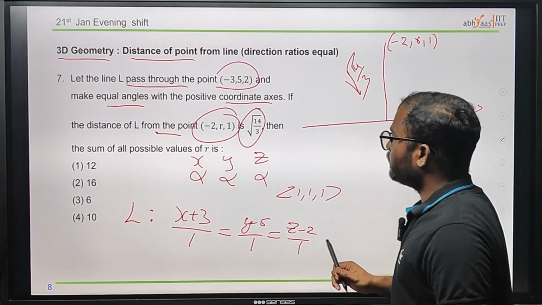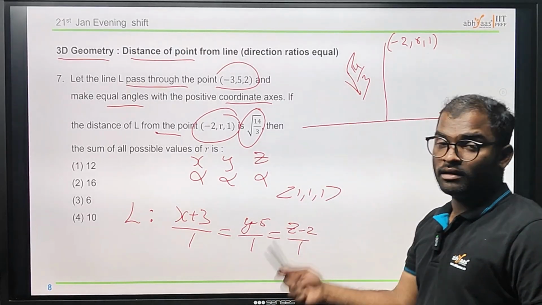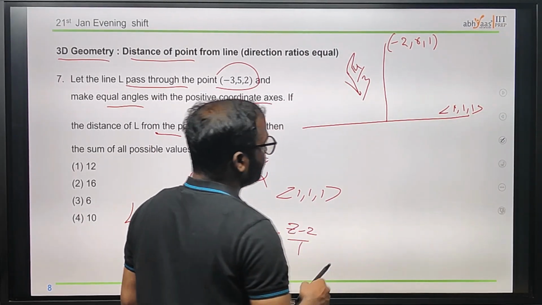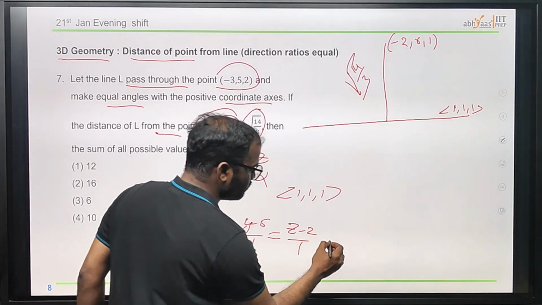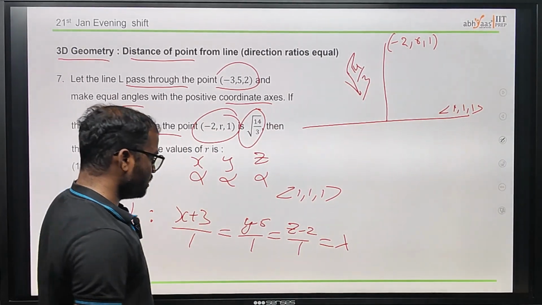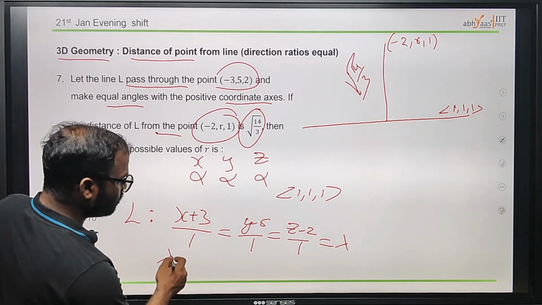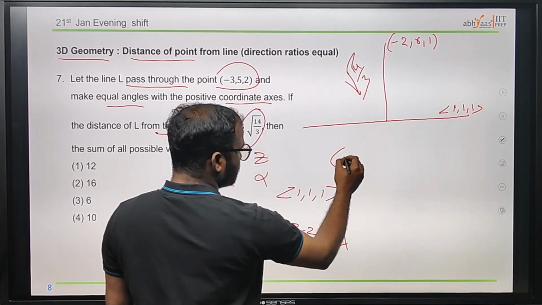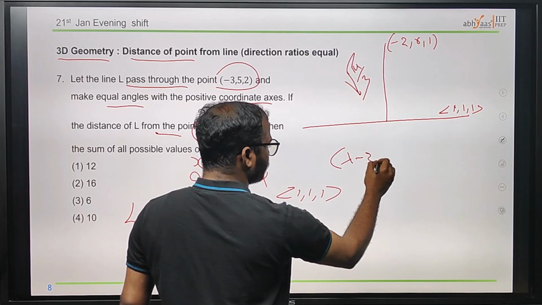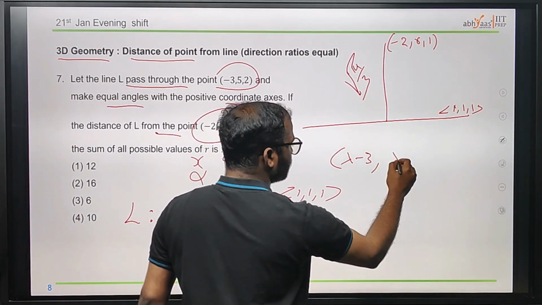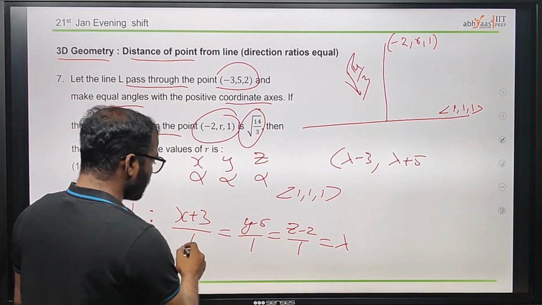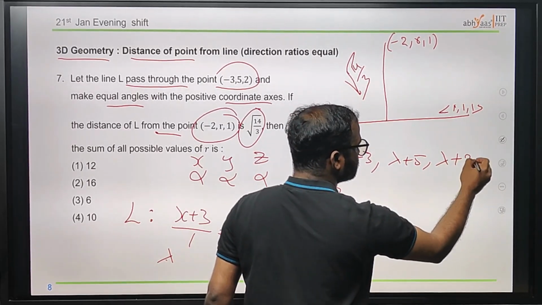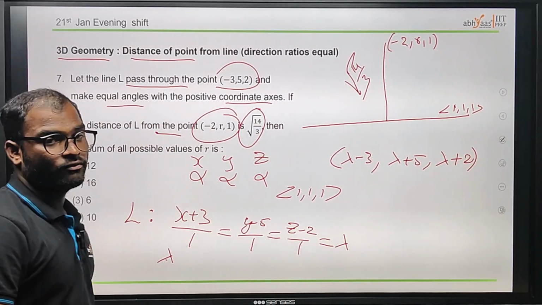Okay, and now we need to find the foot of the perpendicular and also their direction ratio. In order to find that, we set this equation equal to lambda. We will get some point as x equals lambda minus 3, lambda plus 5, and next one lambda plus 2. This is the foot. We will get the point of the foot of the perpendicular.